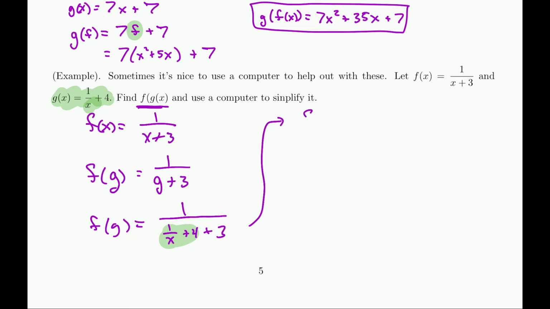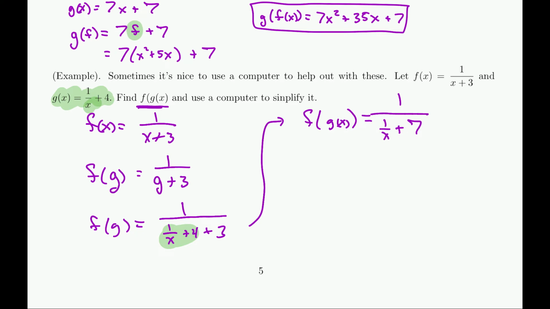So f of g, at some point I start writing the x back in because it looks nicer. How would I simplify this by hand? I would just do 4 plus 3 is 7. And I would say that this is 1 over x plus 7. And that's not a great way to write the answer, but also simplifying it is a little bit more trouble than we should have to deal with in a class like this.